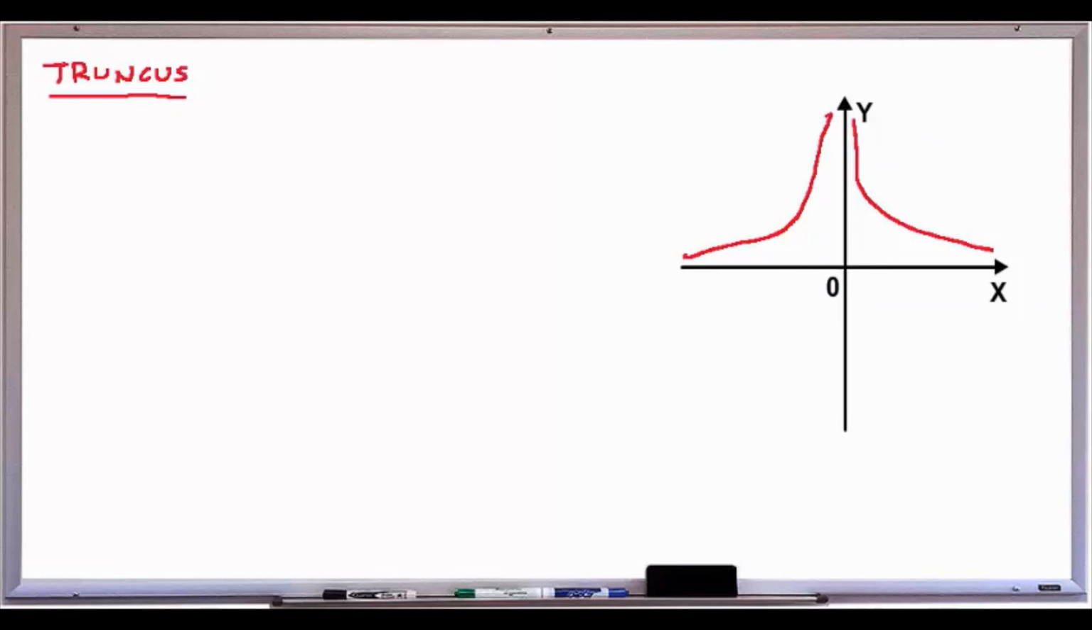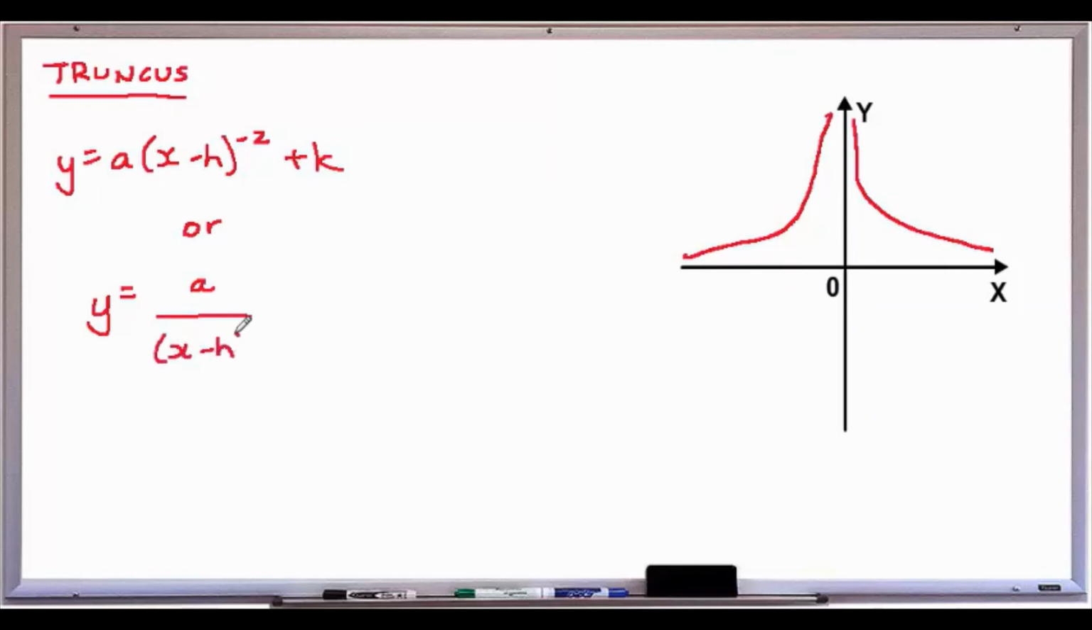Now, the equation of the truncus is y equals a(x minus h) to the power of -2 plus k, or that can be written as y equals a over (x minus h) squared plus k. So the important factor that gives this graph its shape, which really should look a lot better than that, is this power of -2 when we put the equation in standard form.